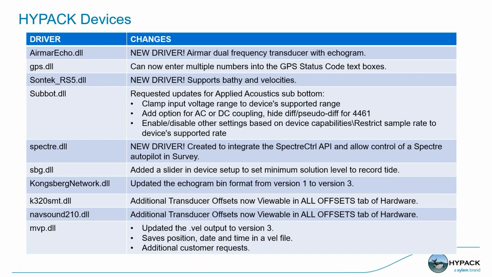And last but not least here is the MVP DLL, Moving Vessel Profiler. We've updated the velocity format to version 3, which essentially saves position, date, and time of the velocity location right in the header of the velocity file, and a few other additional customer requests.